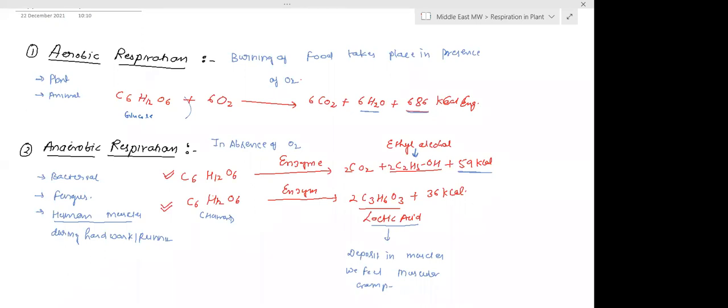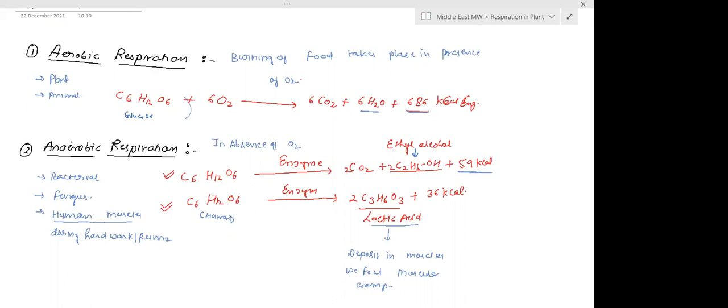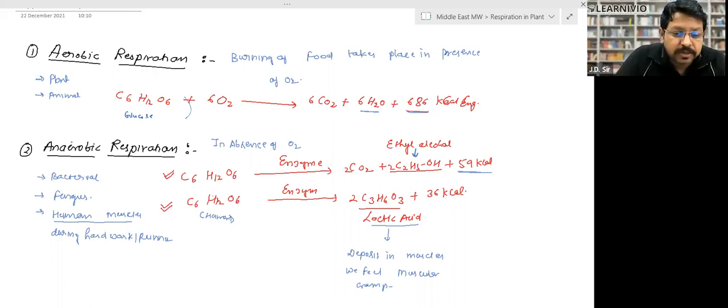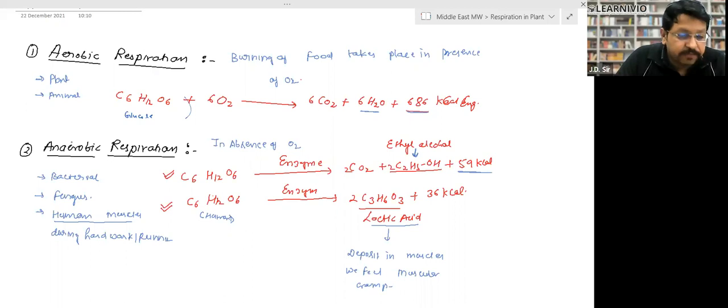This ethyl alcohol one only takes place in bacteria. The ethyl alcohol respiration, the first one in the anaerobic, is for bacteria, and that also takes place in the case of fungus.